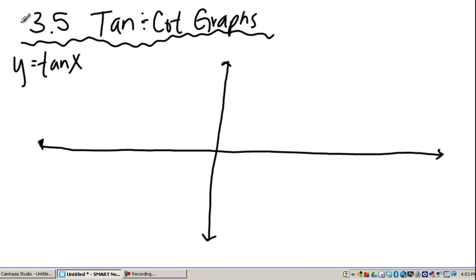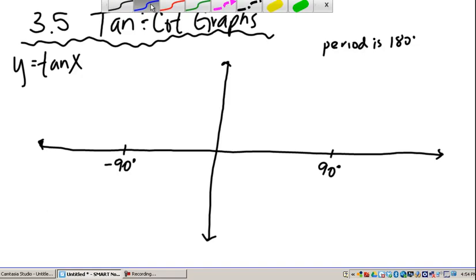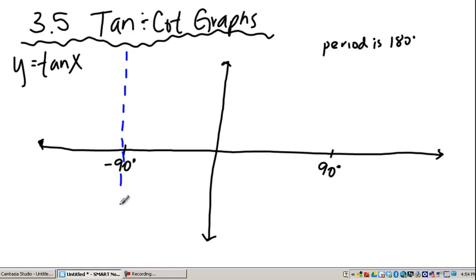Okay, so the parent function of y equals tangent of x. One period is 180 degrees, as opposed to sine and cosine, which is 360 degrees. So you might want to make a mark and write that down. Something else that we have with tangent and cotangent are called asymptotes. I know you've talked about them before in Algebra 2. But for tangent, there are asymptotes at negative 90 and positive 90.